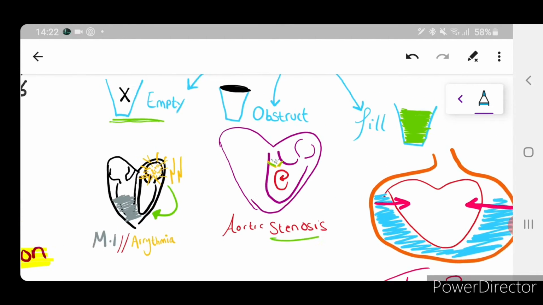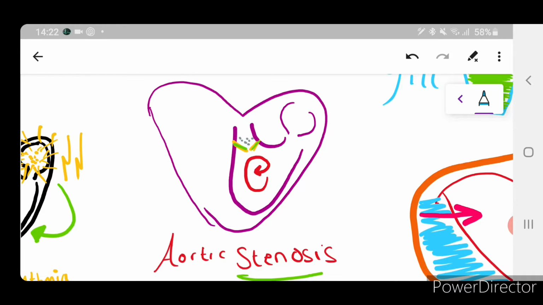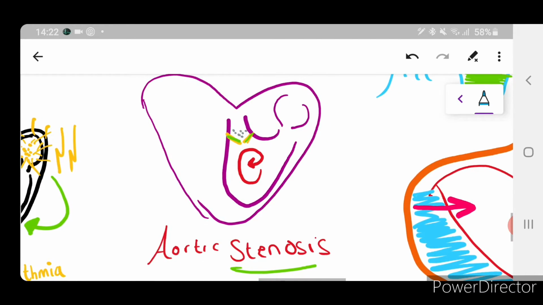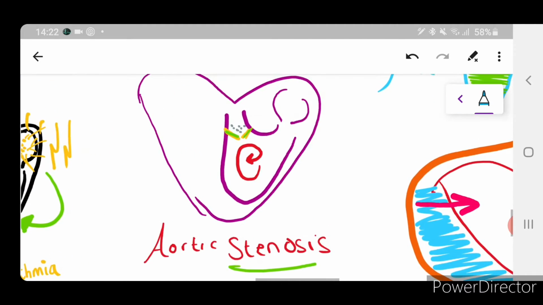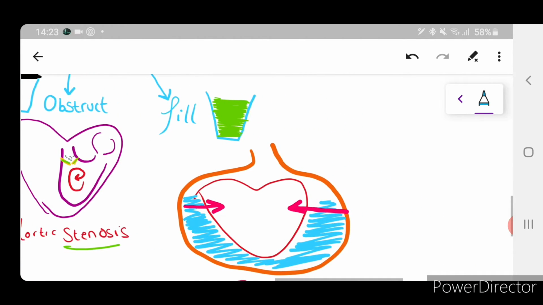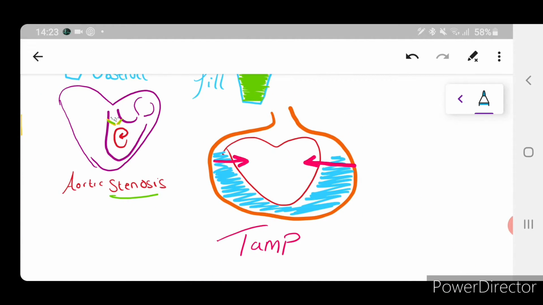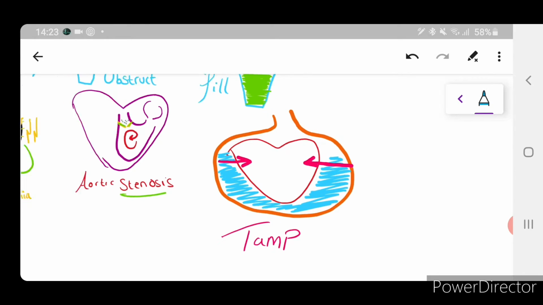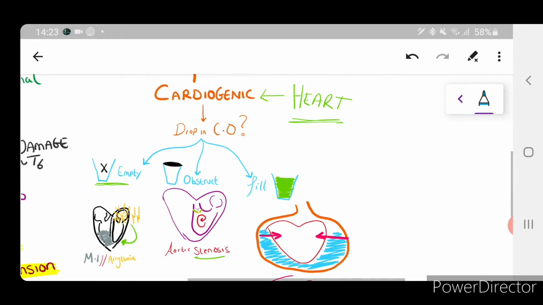Obstructive. Now, when I say obstructive, within the heart, the main thing you can focus on here is stenosis. So aortic stenosis here is blocking the obstruction, it's blocking the ejection of the heart. And filling defect, very simply, cardiac tamponade, the external pressure from the pericardium squeezing the heart, and that is causing a reduction in the filling capacity of the heart.